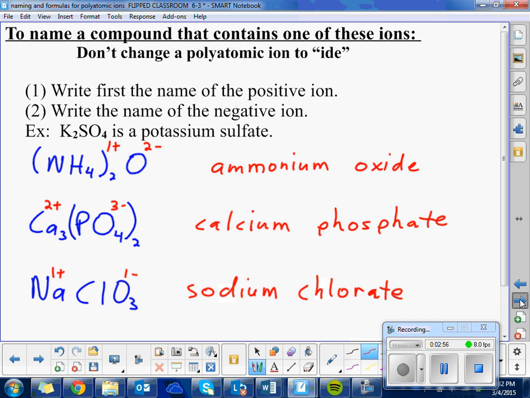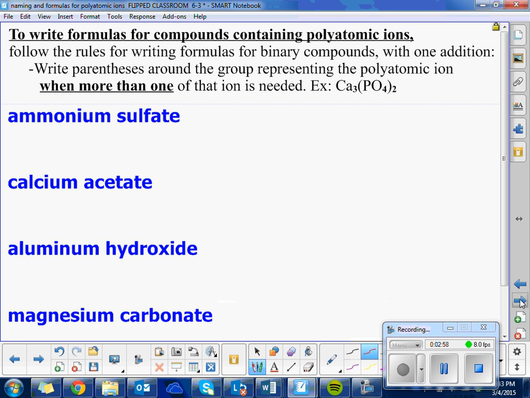Going the other way then, if we want to write the formula when given a name, we follow the same rules for writing formulas for binary compounds with one addition, one possible addition. We need parentheses around a group, the group representing the polyatomic ion, if there's more than one. So it says there when more than one of that ion is needed. Example, Ca3(PO4)2. And we'll look at why we need that in the following example.